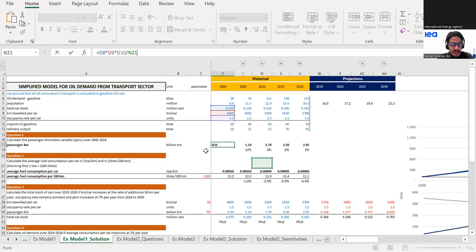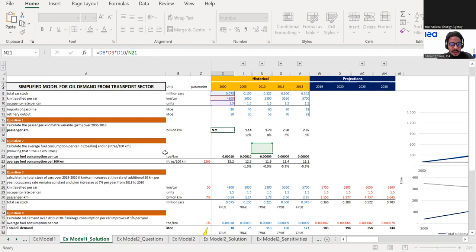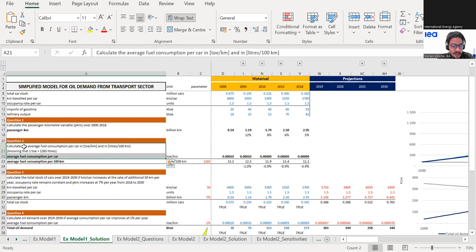The next question is to calculate the average fuel consumption per car, which in this case has to be calculated in TOE per kilometer. But you're also asked to do it as average fuel consumption per 100 kilometers, which in unit of measurement is liters per kilometer.